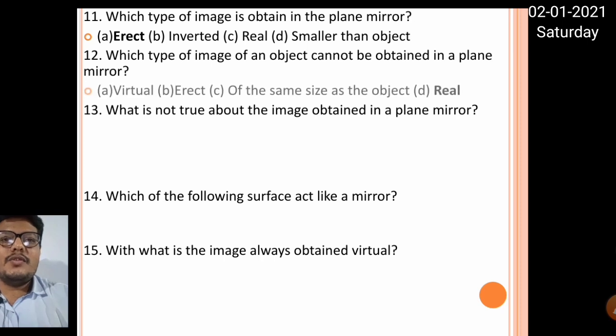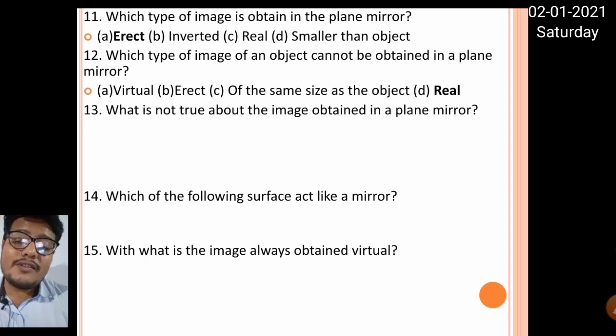So see here, real image is not obtained. The other options are virtual, we can obtain those. Erect also we can obtain. It is of the same size as the object, but it is not real, right? The image that you are getting in the mirror is not the real image.